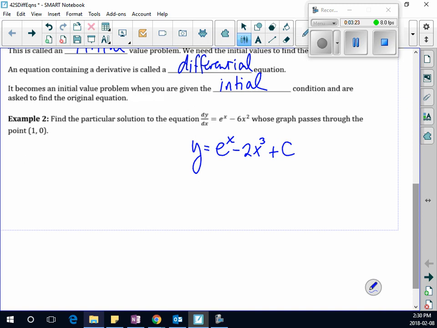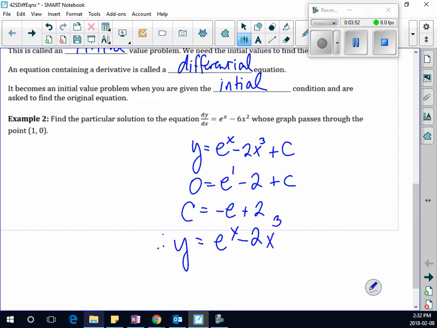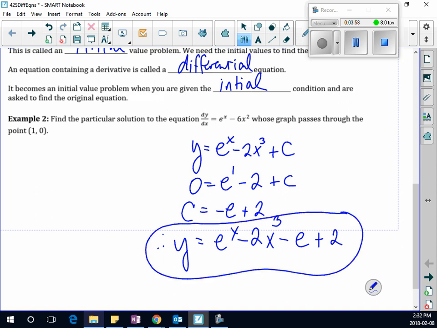Now we have to use the information 1, 0 and plug it in. I'll give you a second to do that and find what c is. If I put 0 in for y, 0 equals e to the power 1 minus 2 plus c. So c equals minus e plus 2. Therefore y equals e to the power x minus 2x to the power 3 minus e plus 2. Everybody get that? Those are pretty straightforward, nice and easy.